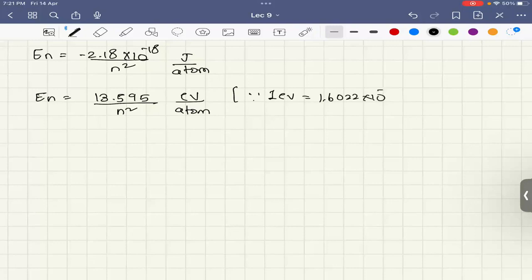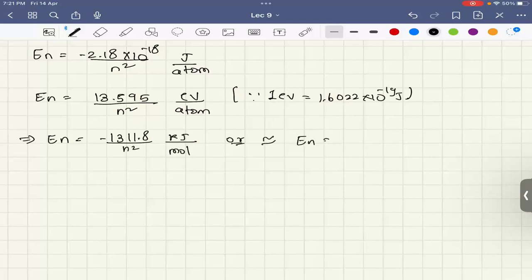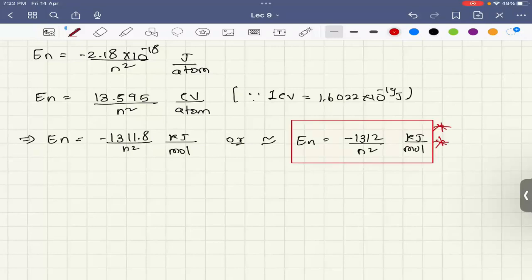1.6022 × 10^-19 joules. Right? And hence when we rearrange it, it comes up to be minus 1138 by n square kilojoule per mole, or we can approximate it as En is equal to minus 1312 by n square kilojoule per mole, right? Thus, for each value of n, there exists a possible energy level for the electron, right?